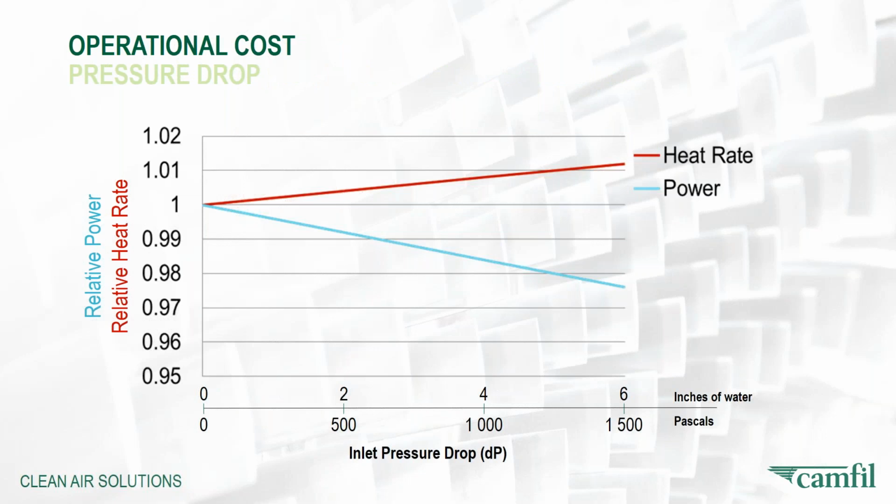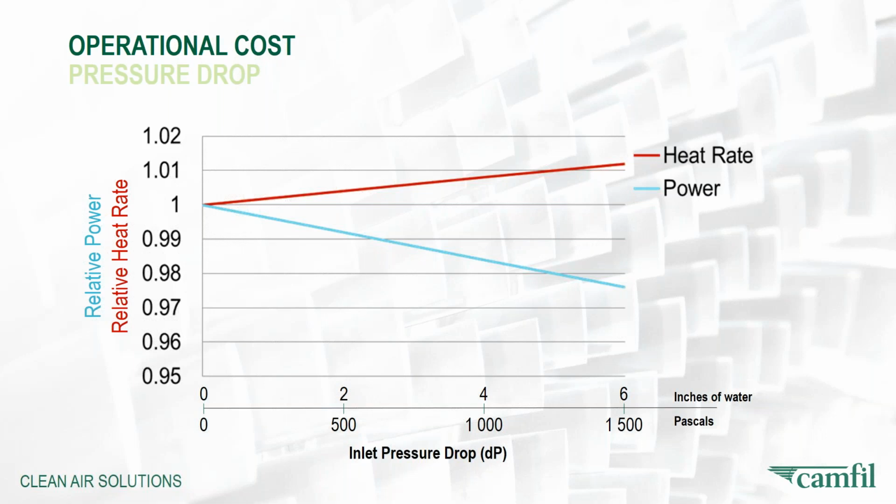So this graph here is a typical representation of the impact of pressure drop on both relative power and relative heat rate. The typical rule of thumb would have it that for every 250 Pascal, or every 1 inch of water, there is between a 1/4 and 1/2% reduction in power. And as the red line shows, there's also a corresponding increase in heat rate.